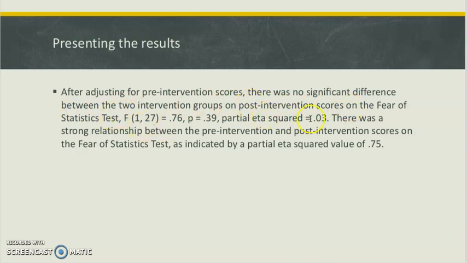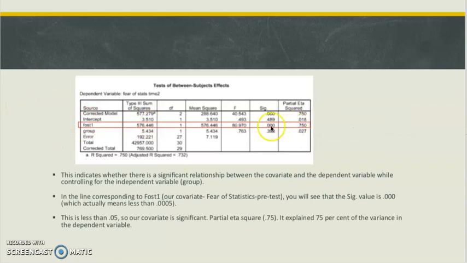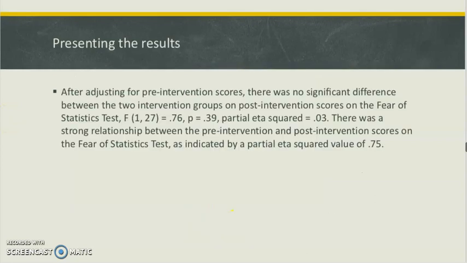This is the way you report it. There was a strong relationship between the pre-intervention and post-intervention scores on the field of statistics, as indicated by a partial eta squared value of 0.75. So this table, this row, is for you to find the partial eta squared, for you to report this part. There was a strong relationship between the pre-intervention and post-intervention. Terdapat hubungan yang sangat kuat antara pre-intervention and post-intervention. Macam mana kita nak tahu? Sebab the value of partial eta squared is 0.75.